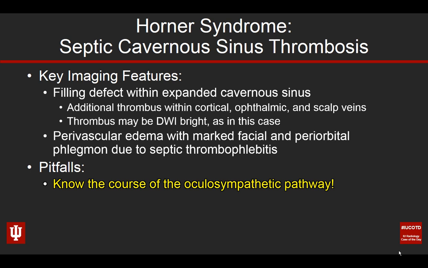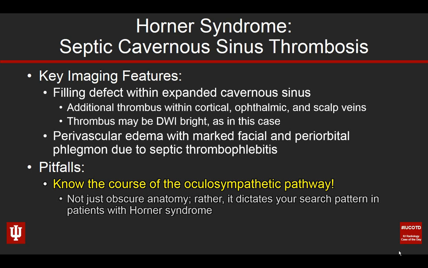Okay, some pitfalls. If you're reading neuroimaging, it's really important to be familiar with the course of the oculosympathetic pathway. This is not because it's just some obscure anatomy that we head and neck people like to challenge you with, but rather because this dictates your search pattern in patients who present with Horner syndrome. If you want to accurately localize a lesion, you really need to know where this OSP goes, because you should treat it virtually like any cranial neuropathy.